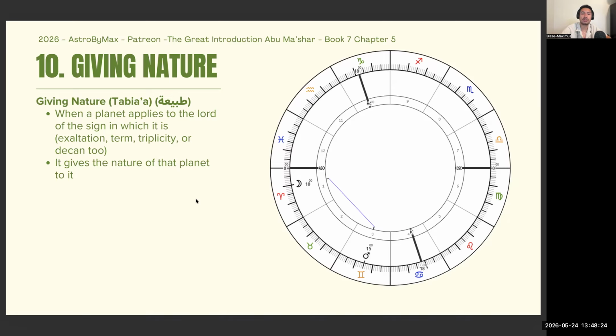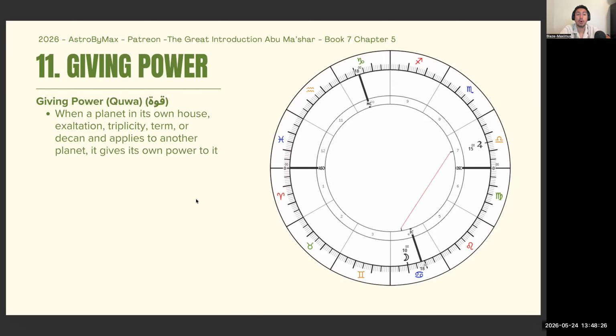And then there's also giving power, which is giving kuwa. This happens again when a planet is in its own house, exaltation, triplicity, term, or decan, and it applies to another planet. So this is, for example, the moon in Cancer applying to Jupiter in Libra. The moon has kuwa here. The moon is in its own house. It's its own triplicity. And so the moon is giving its own power and its own strength over to Jupiter, which is different than its nature.